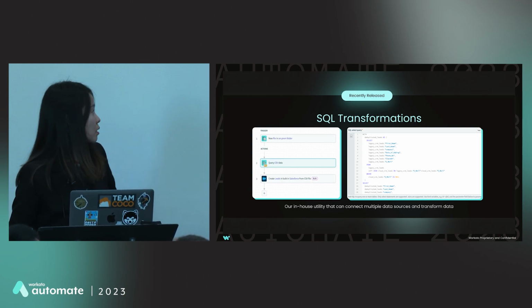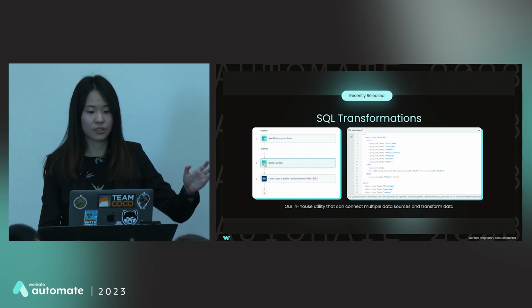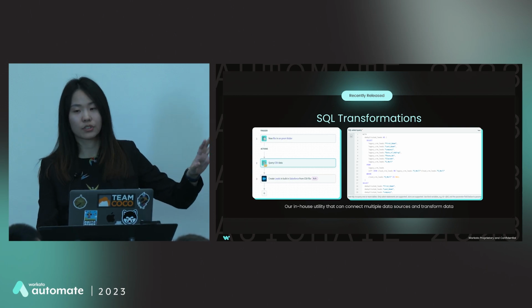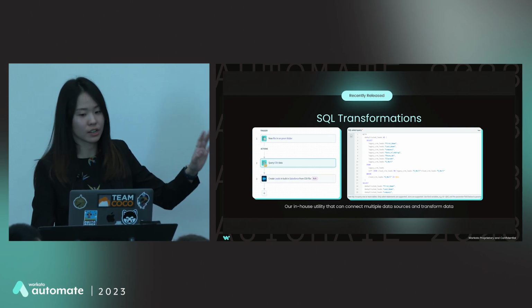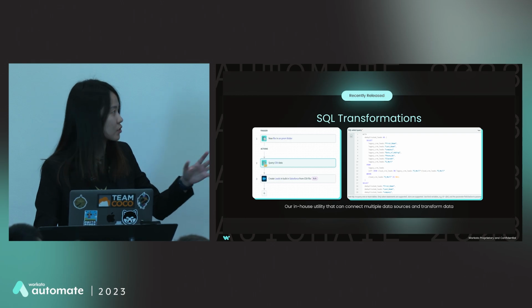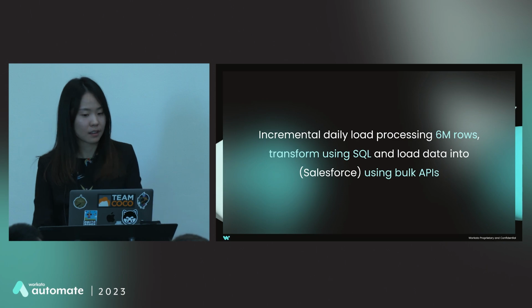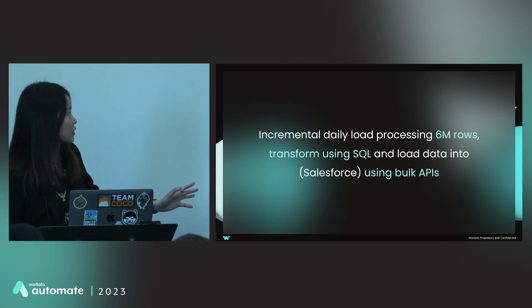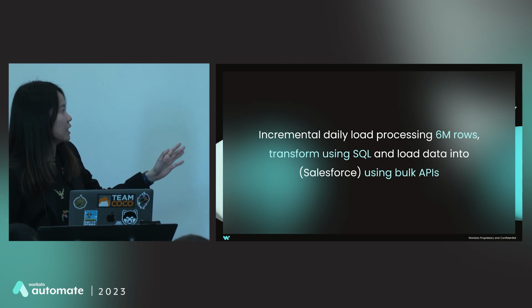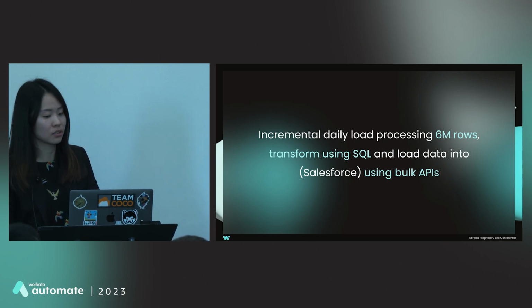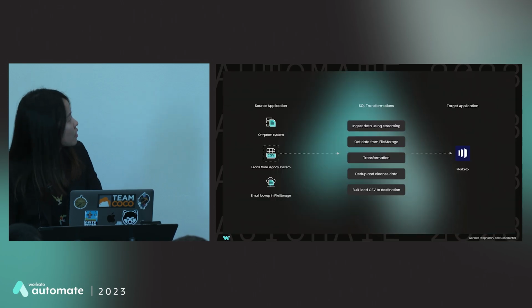The next feature that we want to talk about is SQL transformations, right? It allows you to take multiple sources of data, join them, write SQL on them, perform all sorts of fancy queries, and then spit out the result. In this example, we are looking at a daily load of 6 million rows and using SQL transformation to load that into Marketo, sorry. There's a typo there.